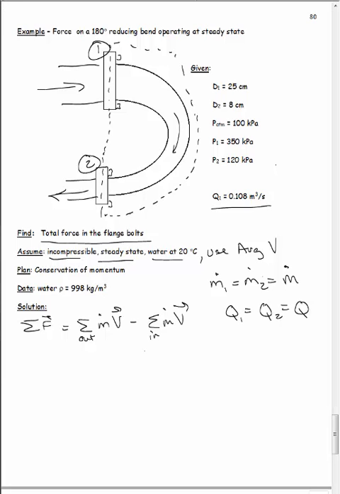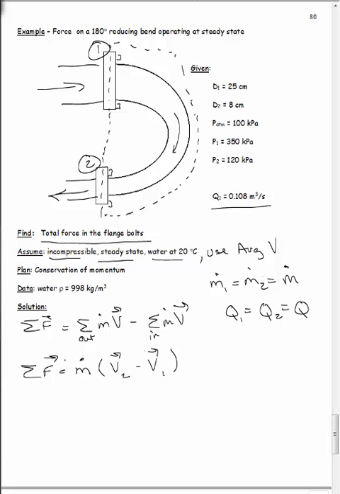So, let's simplify this a little bit. Sum of our forces equals m dot. So m dot's constant, I can pull it out, and there's only one inlet and one exit, so V2 minus V1. Let's make that a vector.